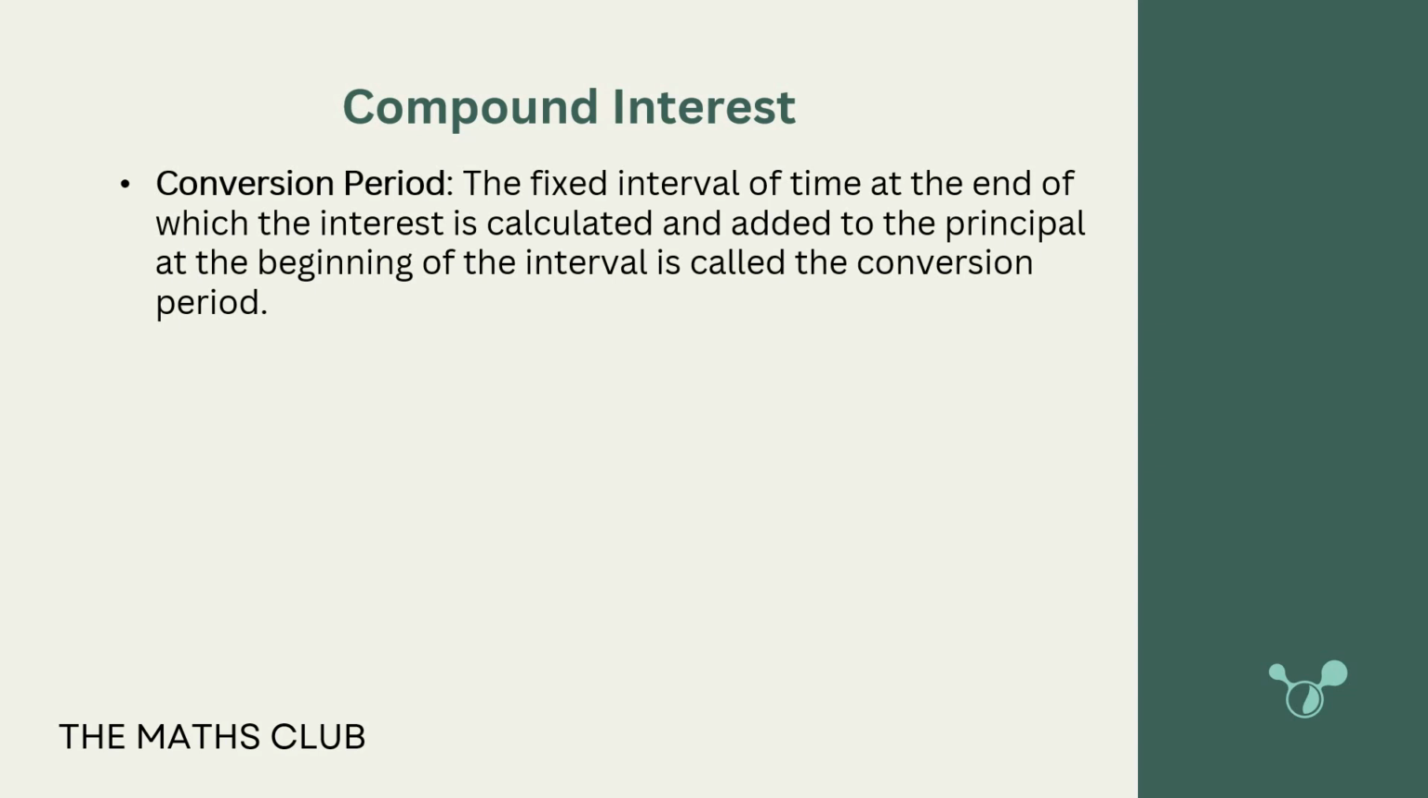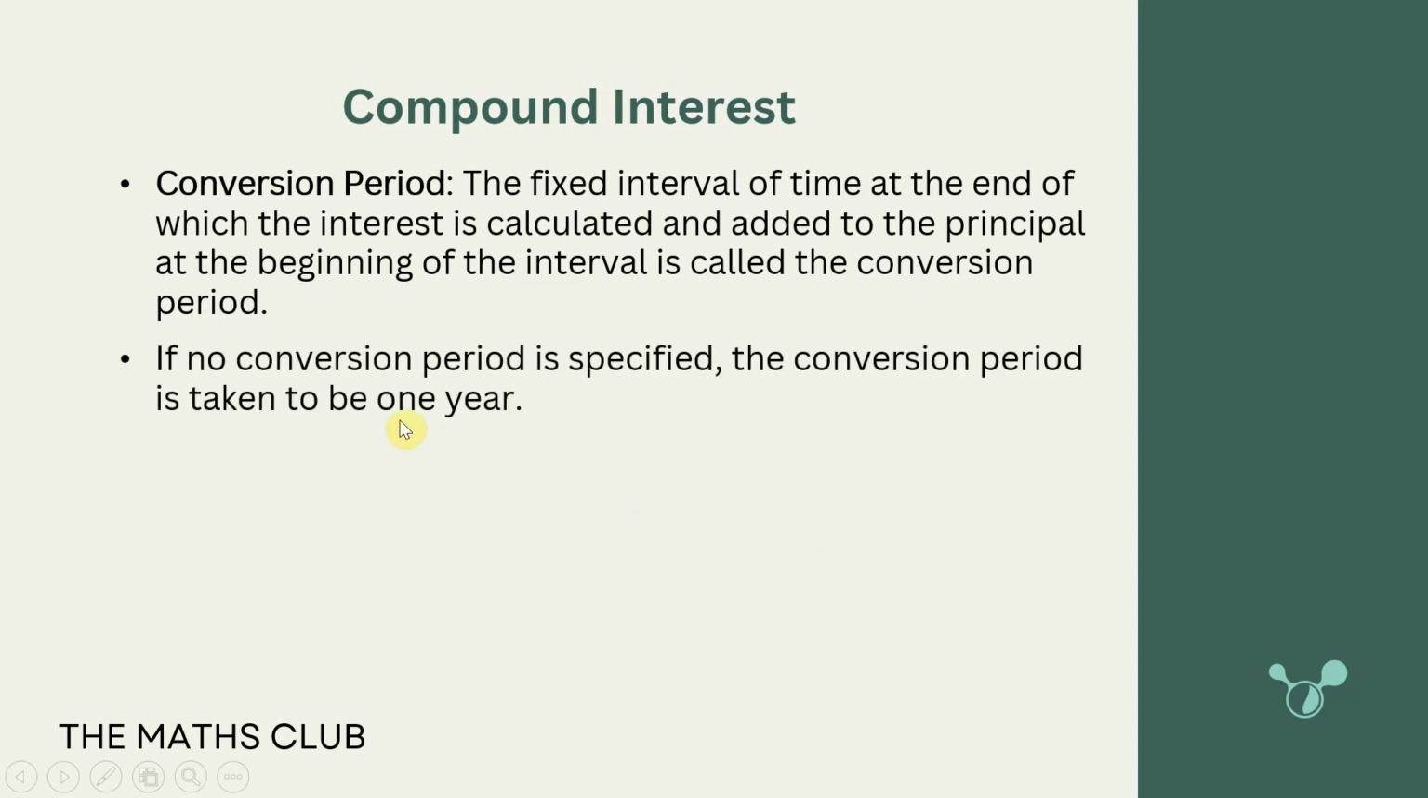So the conversion period is the fixed interval of time at the end of which the interest is calculated and added to the principal at the beginning of the interval. So that's just basically it. It's just that timing. We've been assuming 1 year, but now we are saying that it might not necessarily be 1 year. If no conversion period is specified, the conversion period is taken to be 1 year.